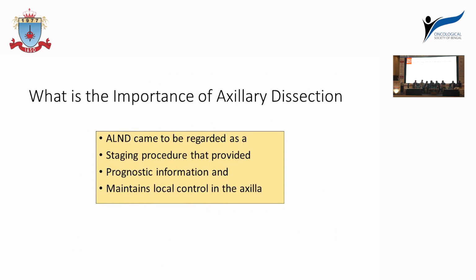Sir, what is the importance of axillary dissection in these patients? See, axillary dissection previously was the mainstay of disease management, but over the last 2 decades, it is seen that axillary dissection can be avoided. It is only a staging procedure and has some prognostic information. Locoregional control can be similarly achieved with chemotherapy and radiation therapy. Only in a selected subgroup of patients do we go for axillary dissection.